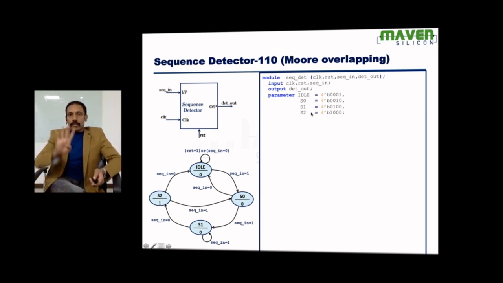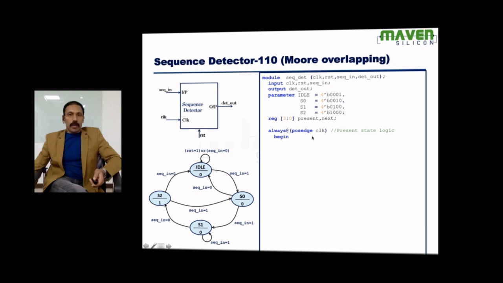Now let's look at this. There are 4 states, so 4 parameters. You have to define 2 variables: present state and next state. And the width is 4 bits. Here, the parameter size is 4 bits, so you have to define the variables as 4 bits width.